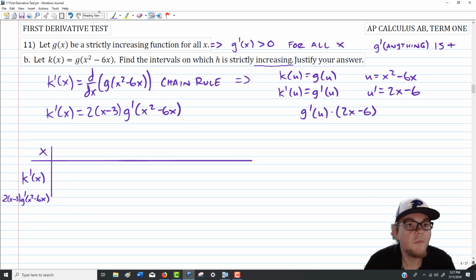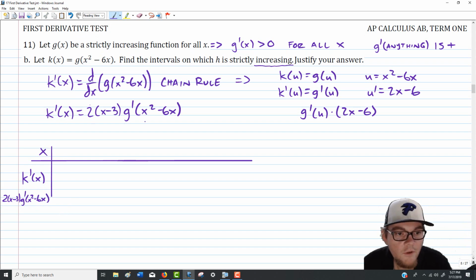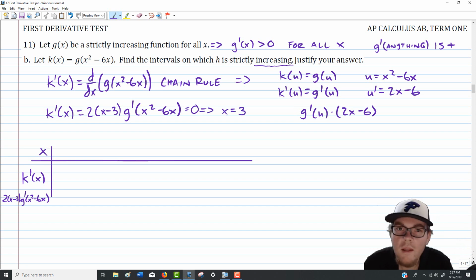Okay, so there's our stuff. So our x values here. The first thing we want to do is figure out where all the critical numbers of this are. So if we set this equal to 0, the question might be, well, when does this equal 0? Well, obviously, that means we have one critical number at x equals 3, right? Because if you plug in 3 here, you'll get 2 times 0, 3 minus 3, times something.